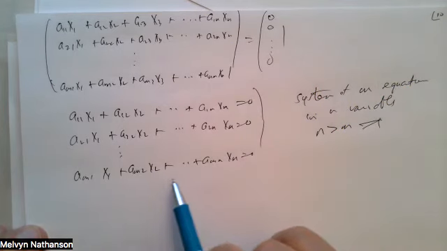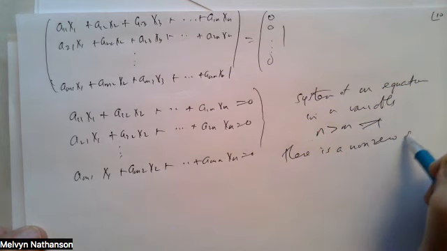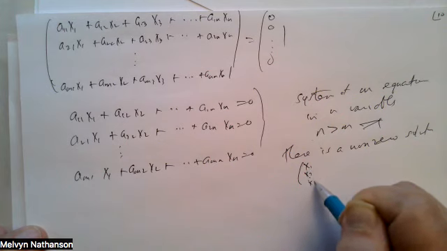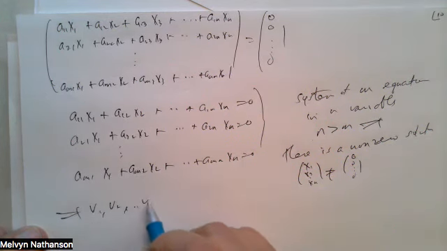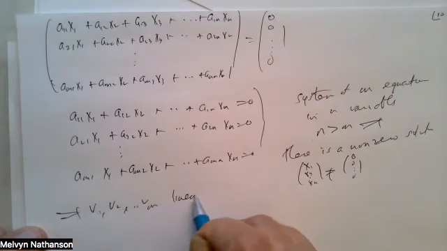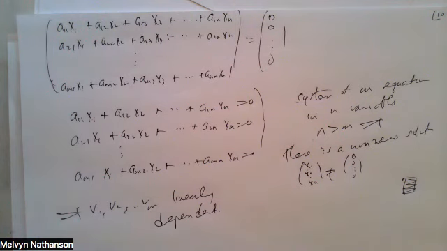And if you have a linear system with more variables n than equations m, there is a non-zero solution x1, x2 up to xn, which means the vectors v1 up to vn are linearly dependent. That's the theorem I wanted to prove. So in the vector space Rm, if you take more than m vectors, they must be linearly dependent. Right?